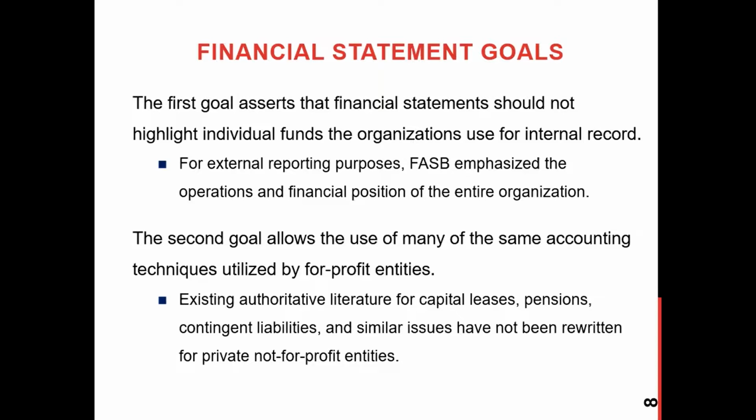Rather, FASB emphasized that the operation and the financial position should represent the condition of the entire organization. And the second goal, as I mentioned in my earlier slides, is that it also allows the use of many of the same accounting techniques utilized by for-profit entities. So you will see most of the journal entries and several accounting methods and standards are pretty much the same as for-profit business, and especially you will see the capital leases, pension, and contingent liabilities have not been rewritten. They actually follow the standards that are followed by for-profit entities.